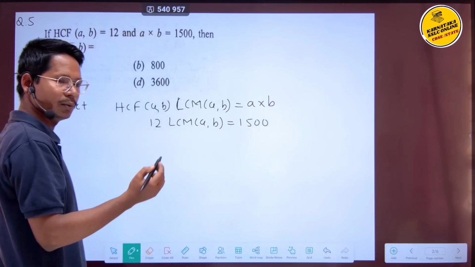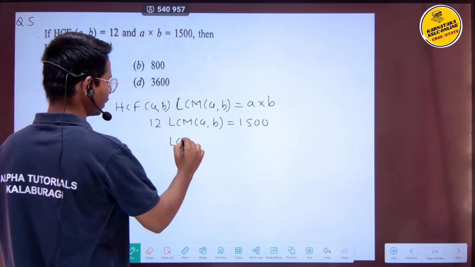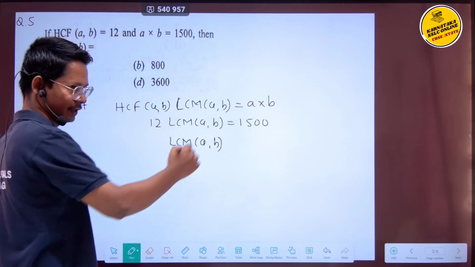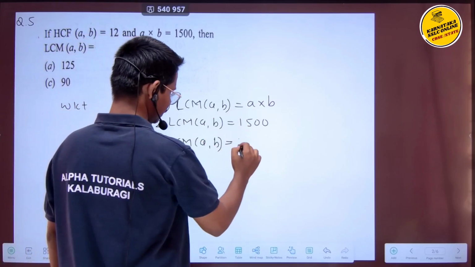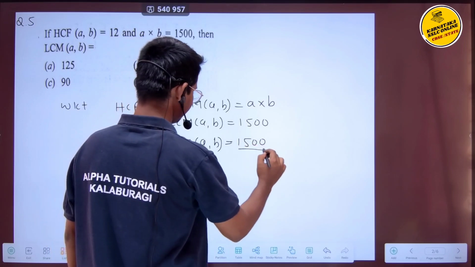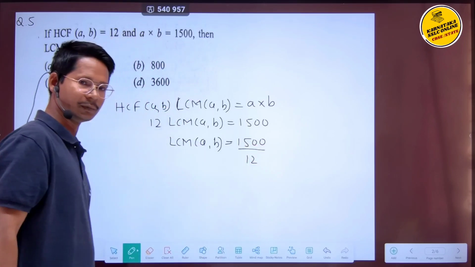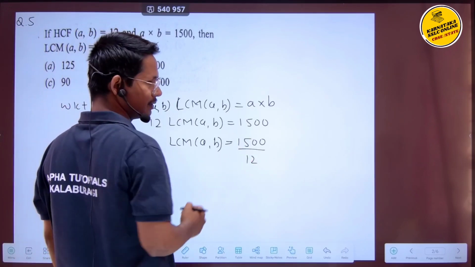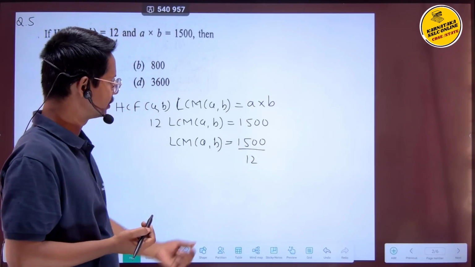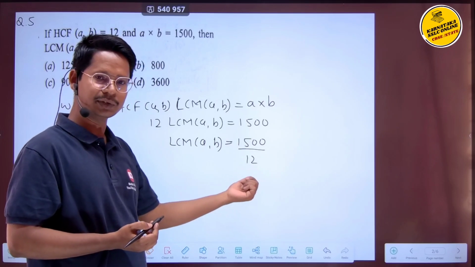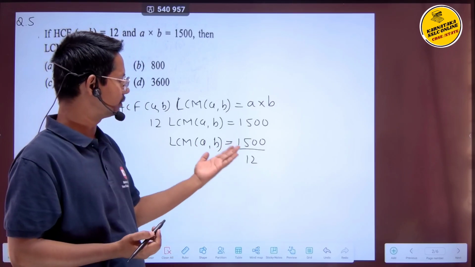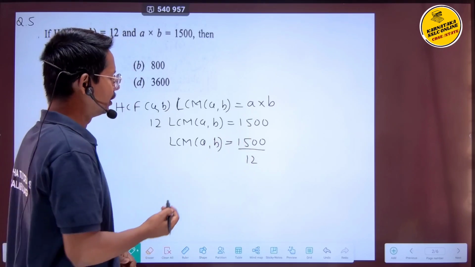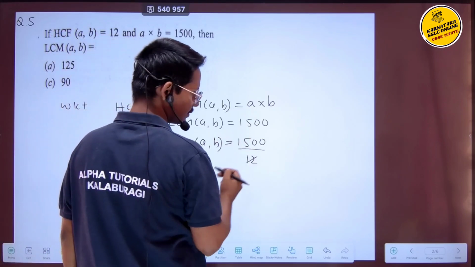Okay, so what I need to find is the LCM. Now it is multiplication, shift to the other side, it becomes a division. So 1500 divided by 12. Okay, fine. So you can see 1 plus 5 is 6, and 6 is divisible by 3. 1 plus 2 is 3, which is also divisible by 3. So you can go with 3, or even you can go with the 12 table also. Okay, so I'll go with 3 as it is very obvious.